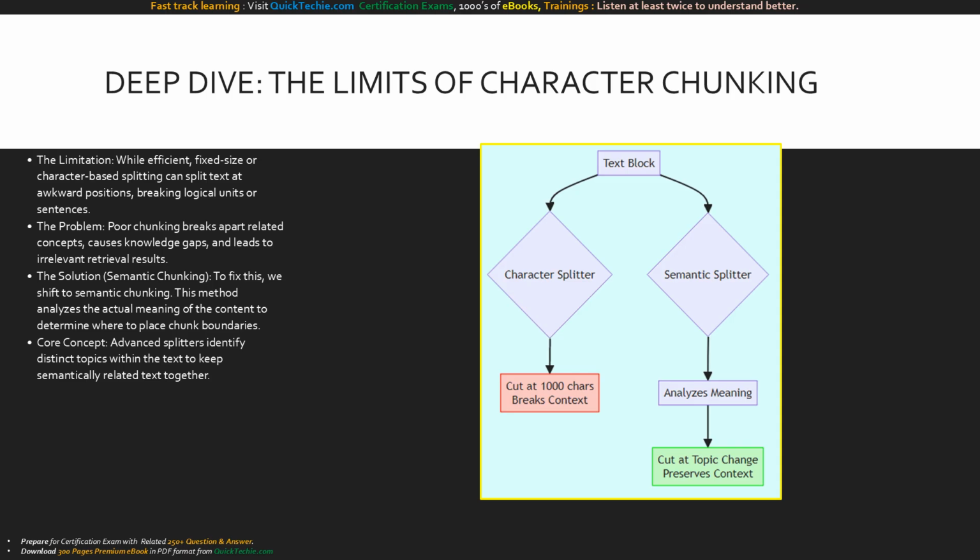But follow the path down to the semantic splitter. It actually analyzes the meaning of the words. It waits for a natural shift in the topic before making a cut. The result, highlighted in green, is a chunk that fully preserves the context and meaning of the original author.